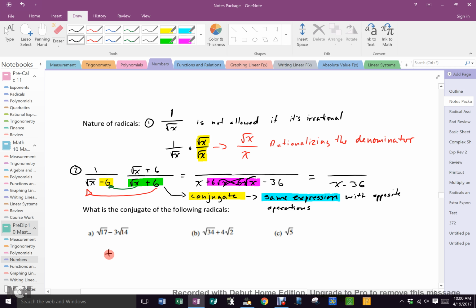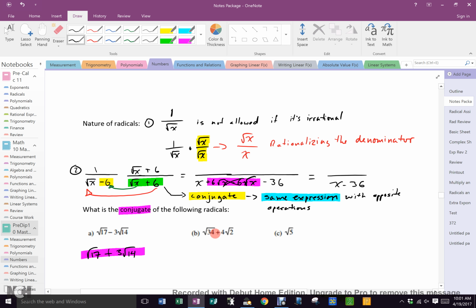The conjugate is the same expression. Same expression, he said a third time. Same expression, he said a fourth time. Root 17 plus, because of opposite operation, 3 root 14. So that is the conjugate.